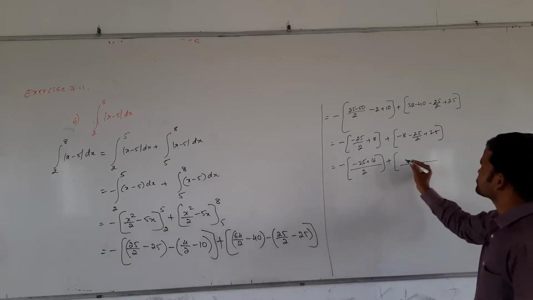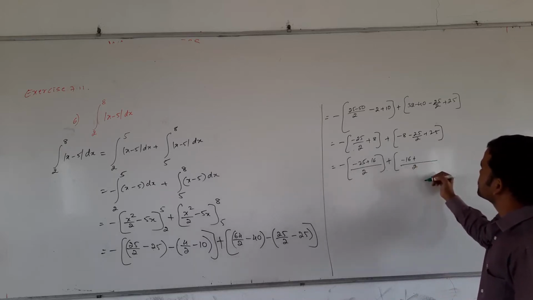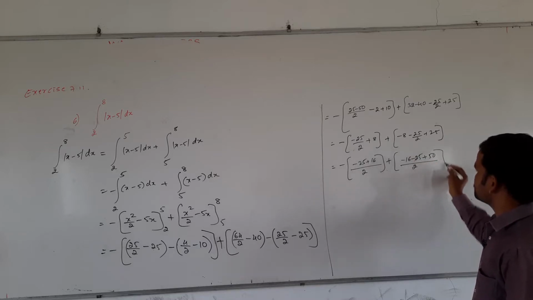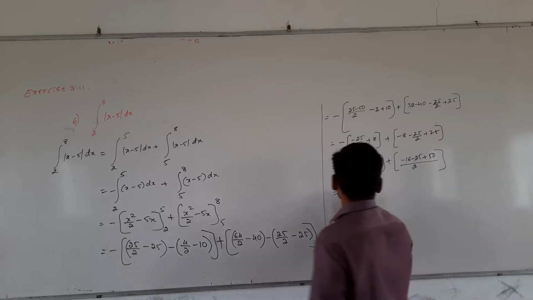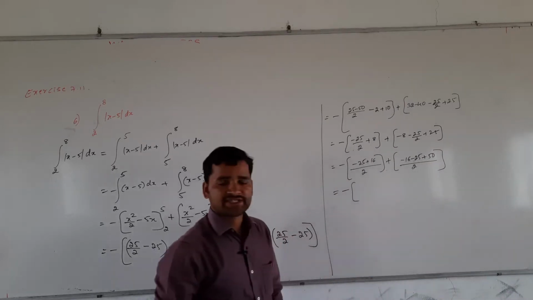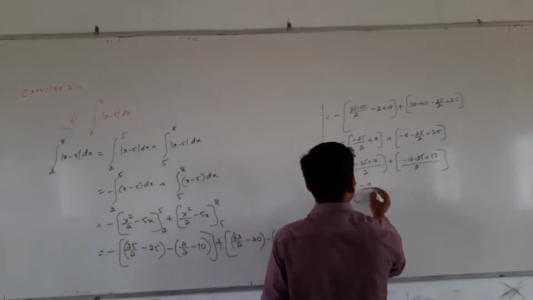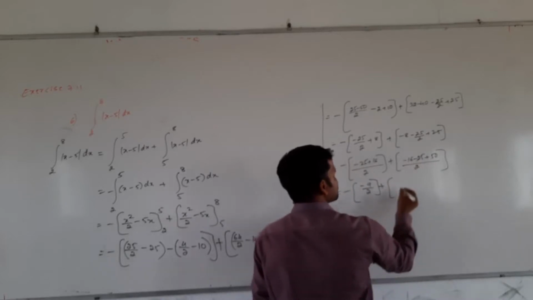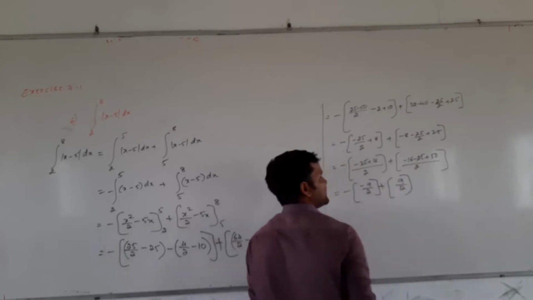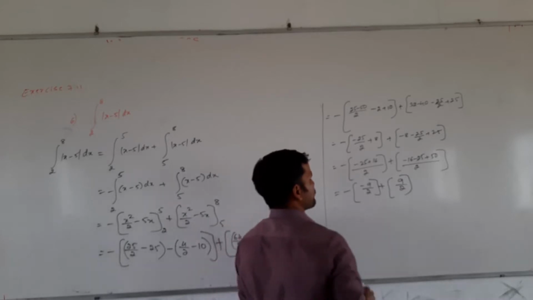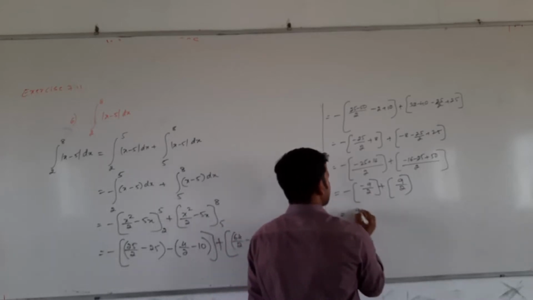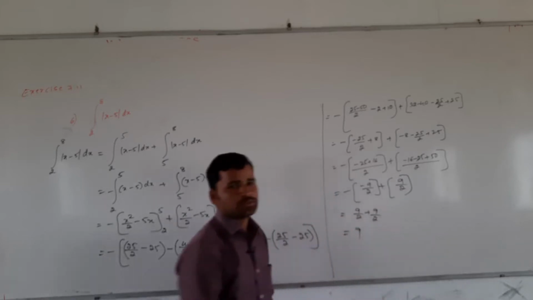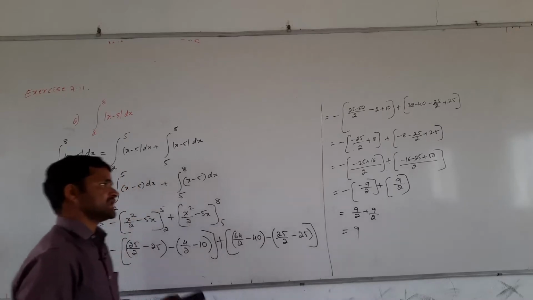2 will be the LCM, minus 16, and this is minus 25 plus 50. Minus of minus 25 plus 16 is minus 9, so minus 9 by 2, plus of, this is again plus 9 by 2. Minus minus plus 9 by 2 plus 9 by 2, which is 2 times 9 by 2. The answer is 9.